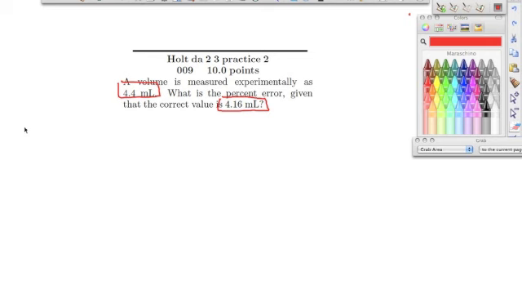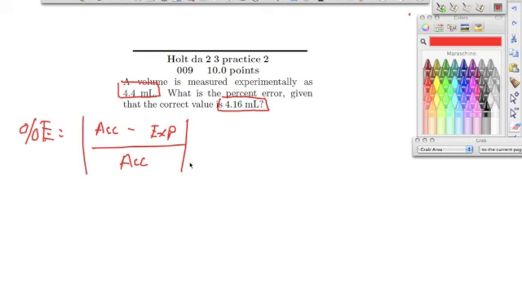So we know that the equation for percent error is going to be our accepted value minus our experimental value, or our measured value, divided by our accepted value. And we're going to take the absolute value of this, and then we're going to multiply it by 100.